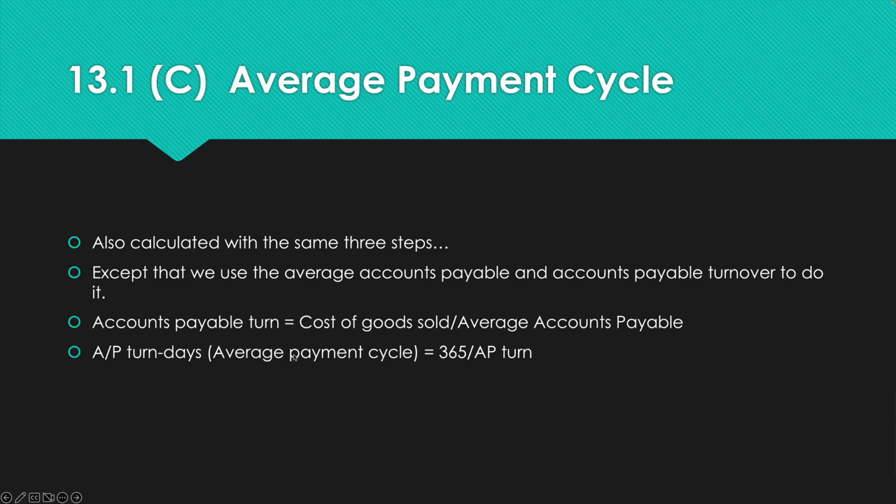Okay, the last piece of our cash conversion cycle is the payment cycle, and it's exactly the same. First you figure out the average accounts payable, and then you calculate your accounts payable turn as the cost of goods sold divided by the average accounts payable, and then you figure out your AP turn days as 365 divided by the AP turn. So let's go ahead and quickly run through that, and then I'll stop the video after that.